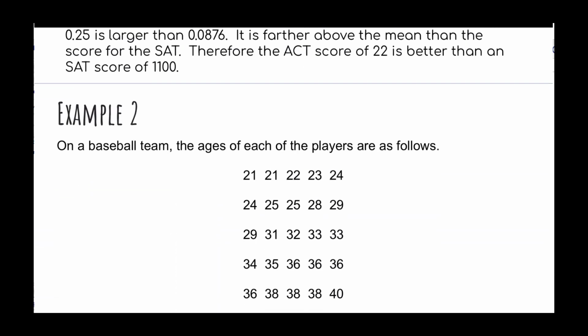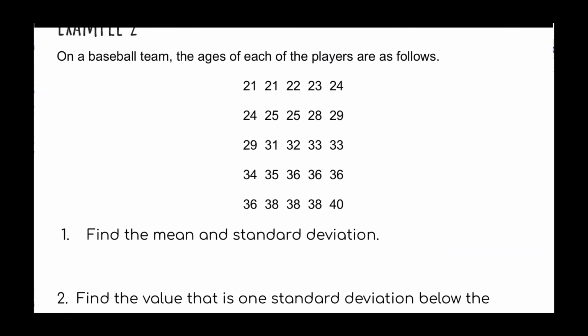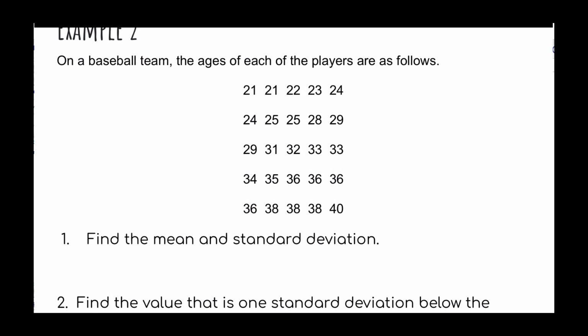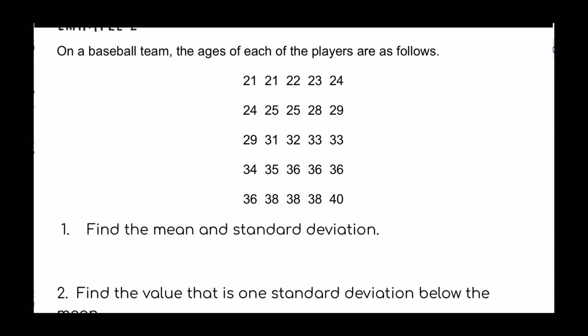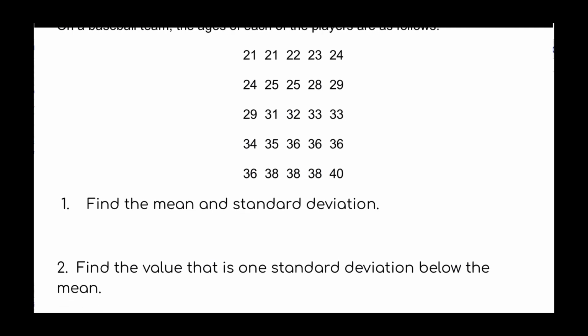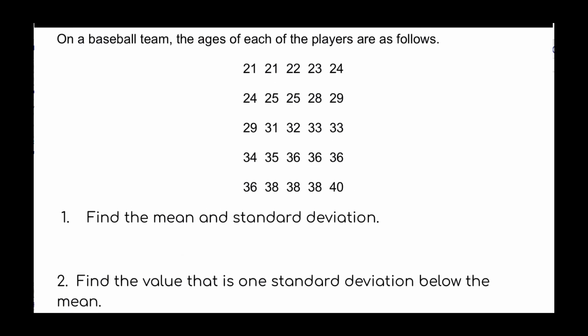All right, so let's look at another one. We've got a baseball team and their ages. The ages of each of the players are below. It says find the mean and the standard deviation, and then find the value that is one standard deviation below the mean. So why don't you go ahead and pause this?